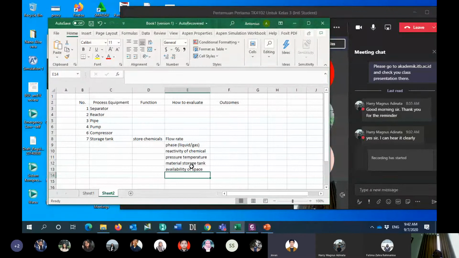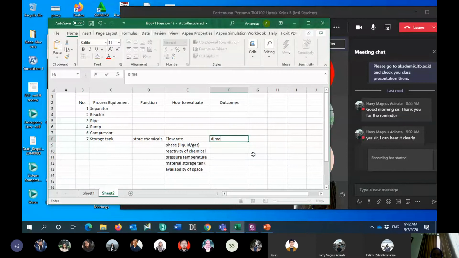Okay, these are the things that I have to evaluate. How do we evaluate the storage tank? In the case of evaluation, it depends on what the outcomes are. When we evaluate something, we have to end up with the outcomes that we would like to provide. For example, in evaluating the storage tank, sometimes the outcome is the dimension.